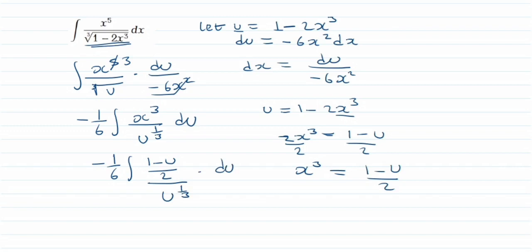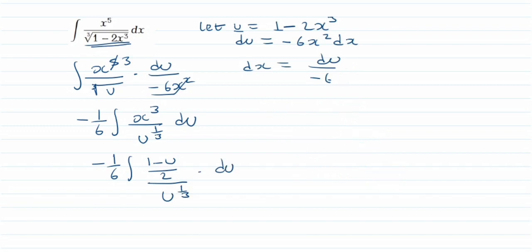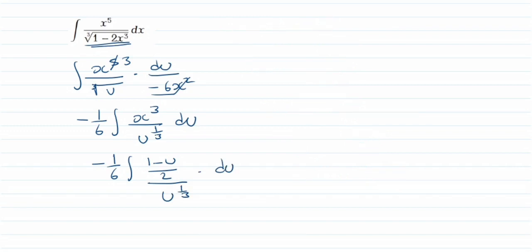Simplifying here the inside part, we're going to have the integral of negative 1 over 12, then 1 minus u multiplied by u to the power negative 1 over 3 du. So since we've simplified, we can now open the parentheses. We'll have negative 1 over 12, the integral of, so for this one it has a negative power.